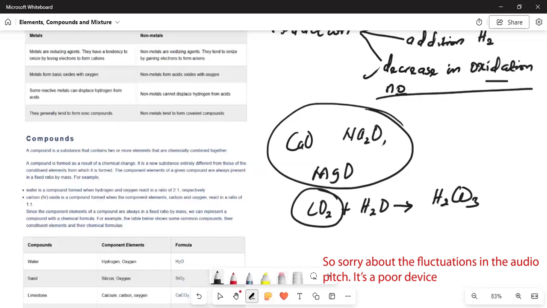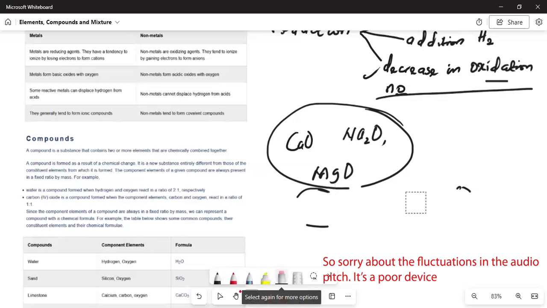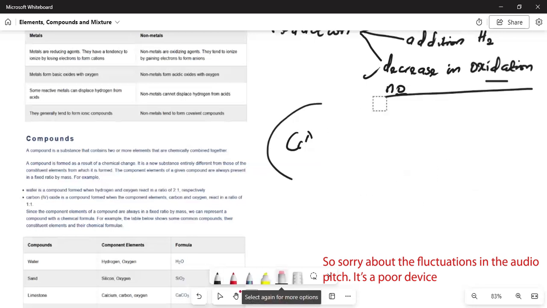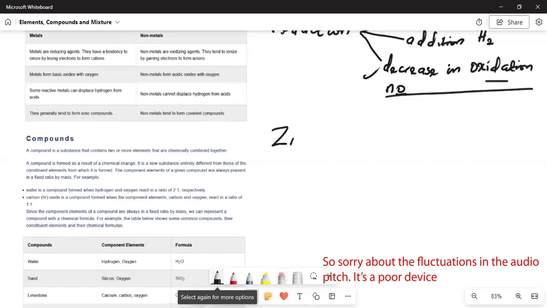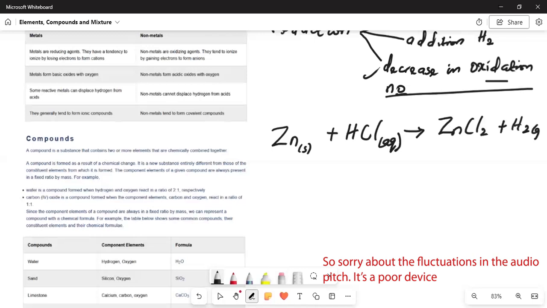Okay? Some reactive metals, not all, can displace hydrogen from acids. That is, whenever such reactive metals react with acids, they can displace hydrogen from the acids. A perfect example is zinc reacting with hydrochloric acid. Zinc plus hydrochloric acid will displace the hydrogen from the acid to give us zinc chloride and hydrogen gas, which is, of course, the laboratory preparation of hydrogen by dissolving zinc in a solution of hydrochloric acid.